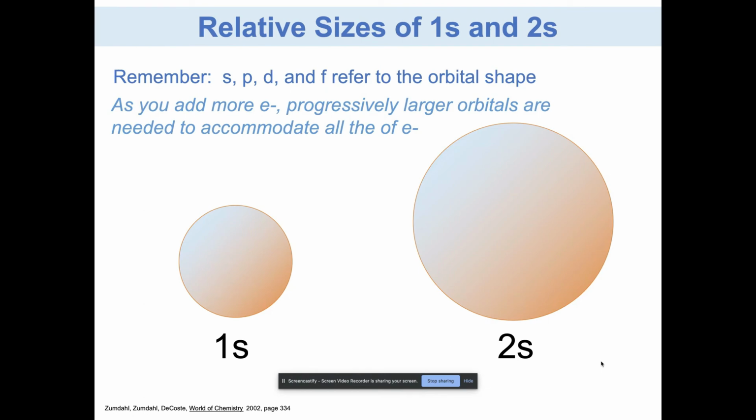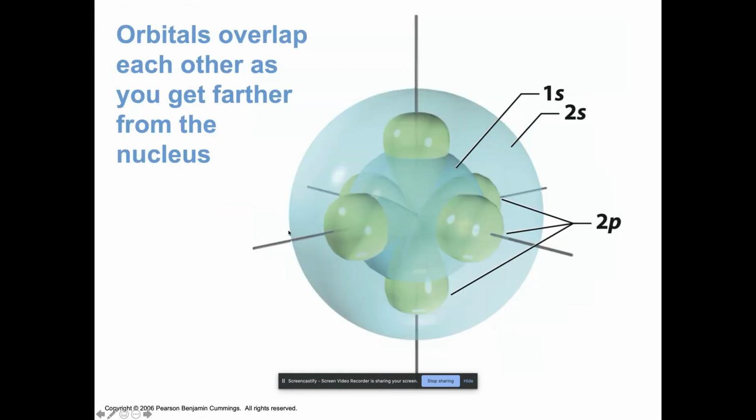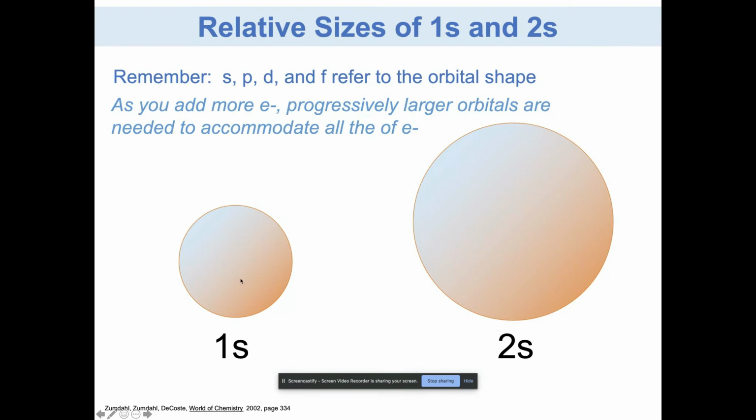So then as you start to think about this as well, remember that as we move further away from the nucleus, we have more energy for those electrons. And so the 1s, if you look at its shape versus the 2s, the shape's the same, but the size is different. And that's because 1s is closest to the nucleus, and so those electrons do not have as much energy as the electrons residing in 2s. And that means they're going to be further away.